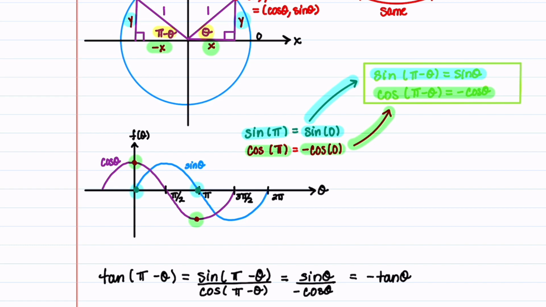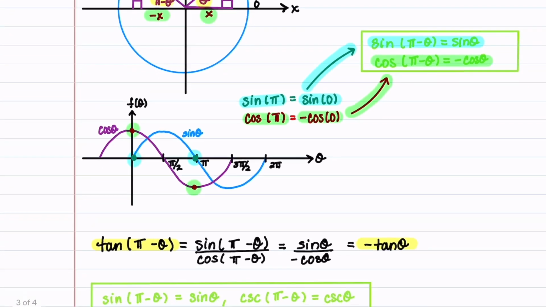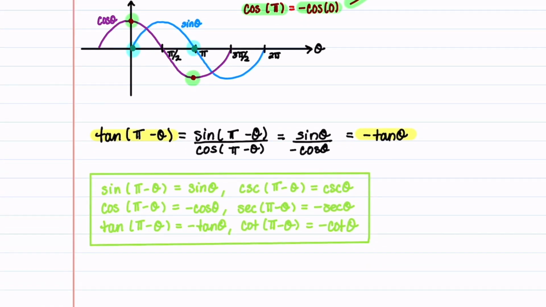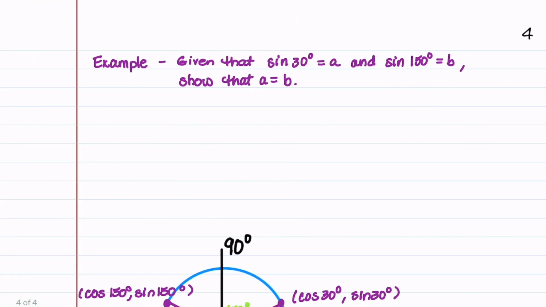Similar to sine and cosine, there's a supplementary angle identity for the tangent function. The tangent of pi minus theta is equal to minus tangent of theta. I've listed all the supplementary angle identities here so that you'll have them all in one place. Let's see how these supplementary angle identities can be applied to an example problem.